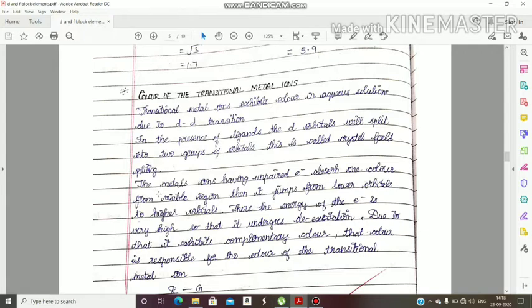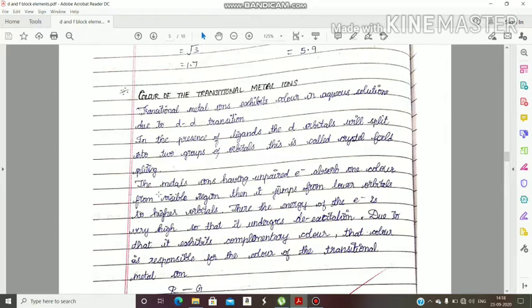I will explain once again. Listen carefully. When a metal having unpaired electrons is exposed to light, the electron gains energy from the light, so the electron jumps from one d orbital to another d orbital. There the energy of the electron is more, but stability is less. To get stability, it undergoes de-excitation. That means it again jumps from a higher orbital to a lower orbital.